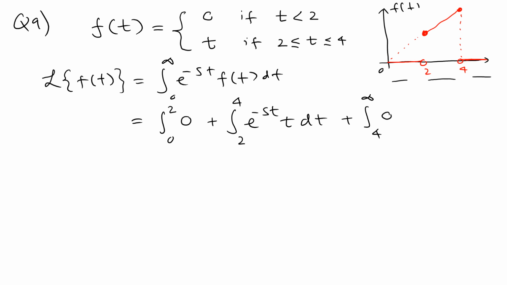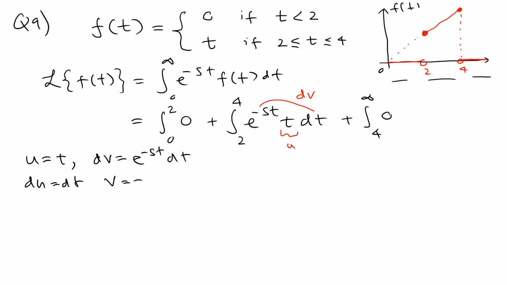For this one, we can use integration by parts. We're going to pick t as u and the other part as dv. So u equals t and dv equals e to the negative st dt. So du equals dt, and v equals negative 1 over s e to the negative st. We're not going to add the constant c, and you can still use a shortcut, but I'm just going to do it to learn the technique.